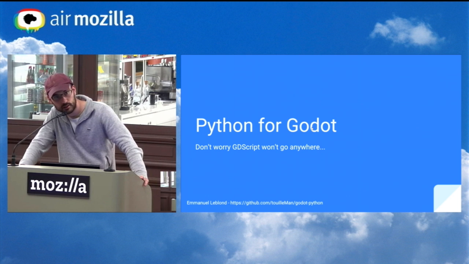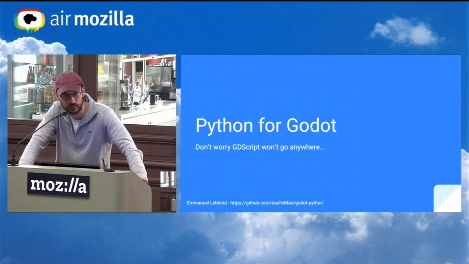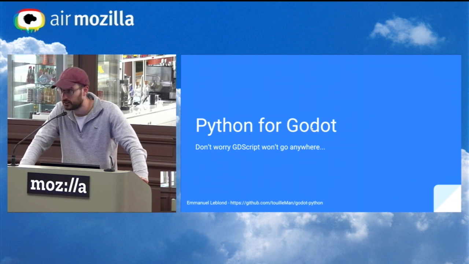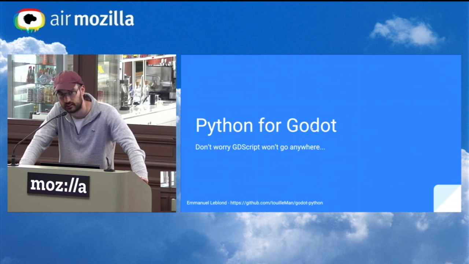So here comes the time. We have a little talk about Godot and Python. I'm Emmanuel, for those who weren't there this morning. And I recently got nicknamed on the Godot Discord "Python fanatic". So now you know why I want to put Python in Godot. That's one of the reasons.